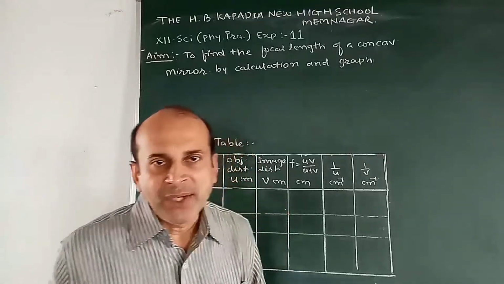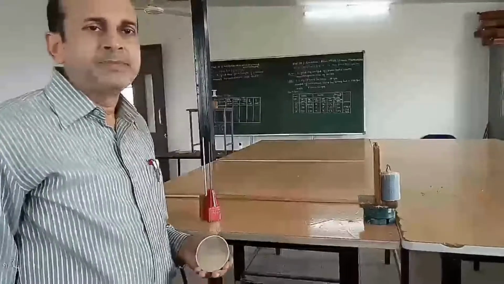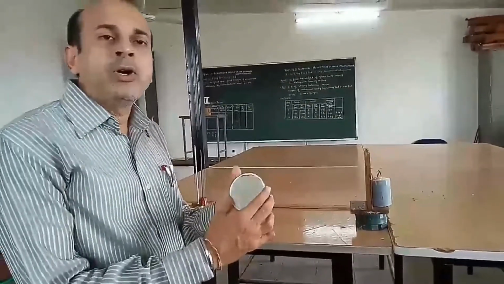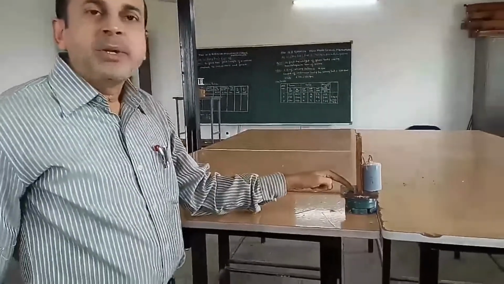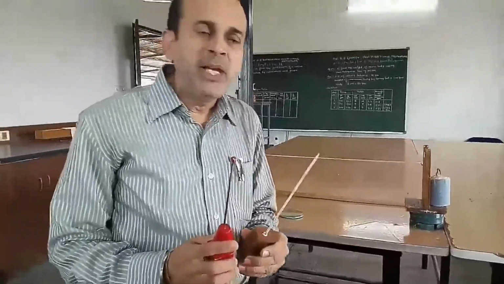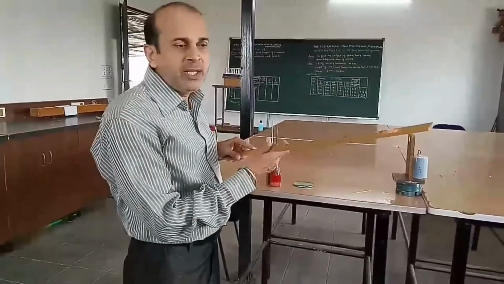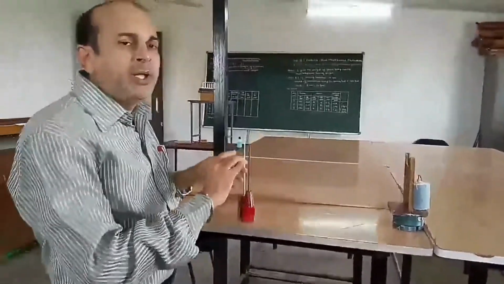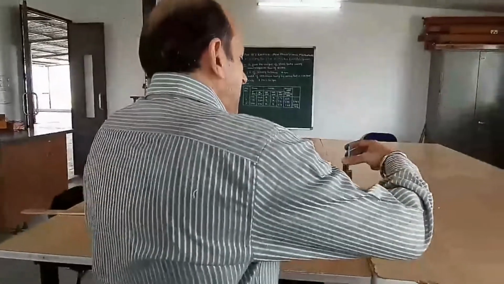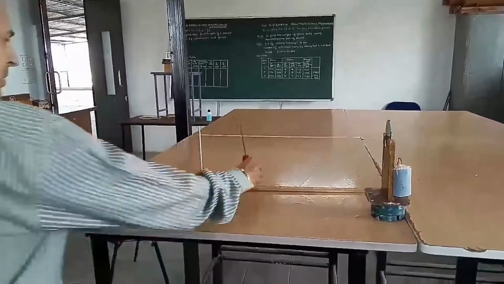Okay, let me start the experiment. Here we have a concave mirror stand. We have two pins. One is the object pin and the second is the image pin. And to measure the distance, we have a scale. First, hold the mirror in place here.